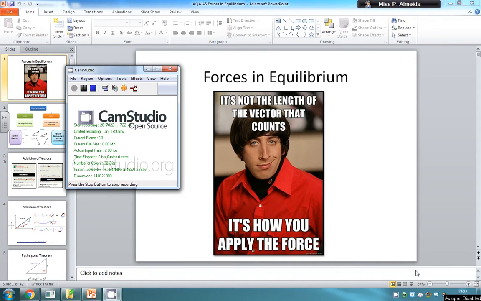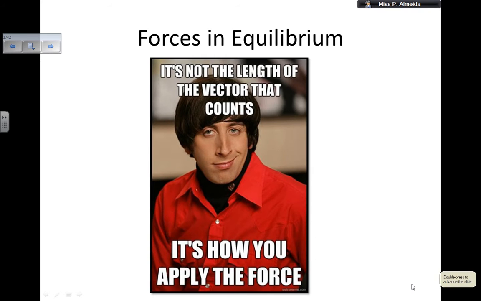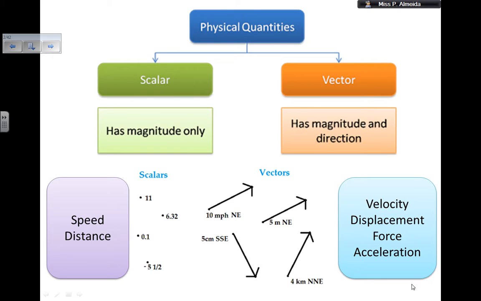Hello everyone, today I will be talking to you about forces in equilibrium. So now it's more about vectors, forces, sometimes we need to use trigonometry and stability as well, okay? So to start off with, first we need to think about that we have different physical quantities.